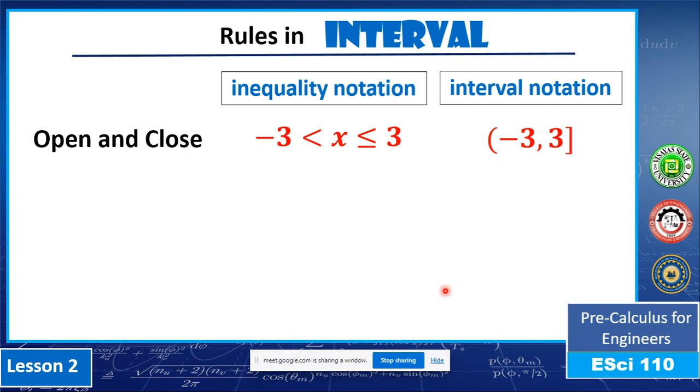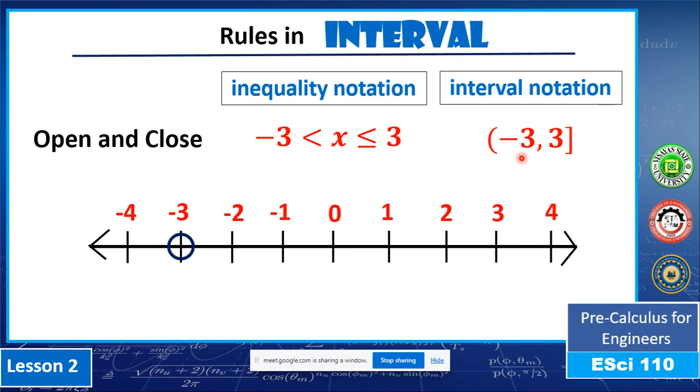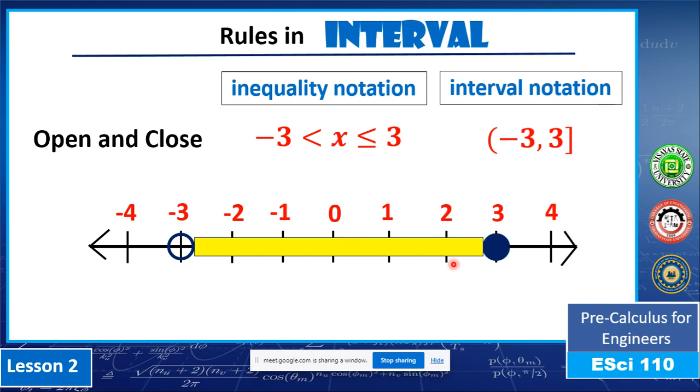Next we have open and close, a combination of open and close. For open, take note, you have parentheses since -3 is not included, because it is strict, less than only. So follow my cursor, class. Then for 3, since this is non-strict, less than or equal, you use a brace since the value is included. If you're going to plot this, expect that -3 is hollow since it is strict, and the 3 here is solid. Then connect both points. So you just highlight it.